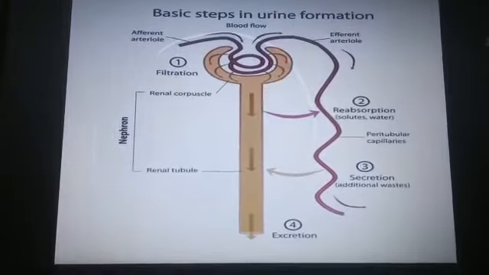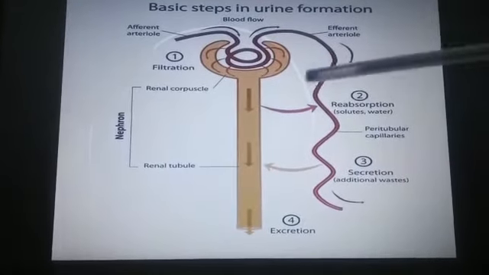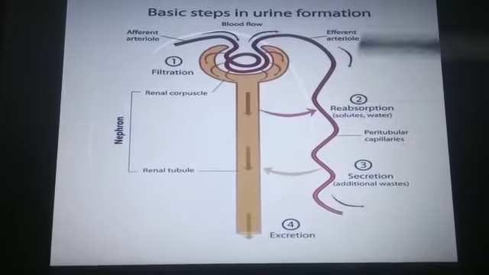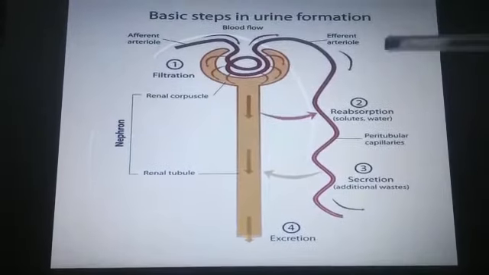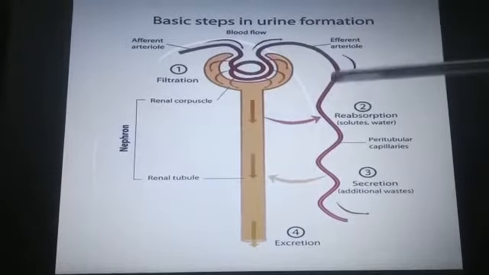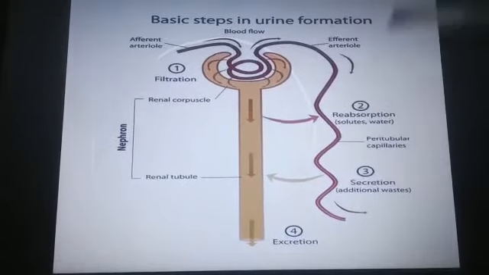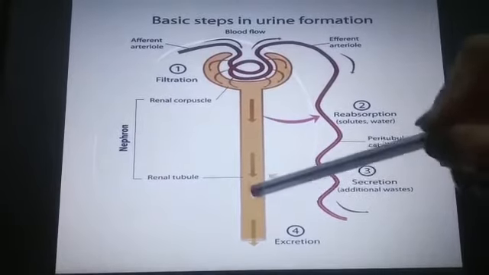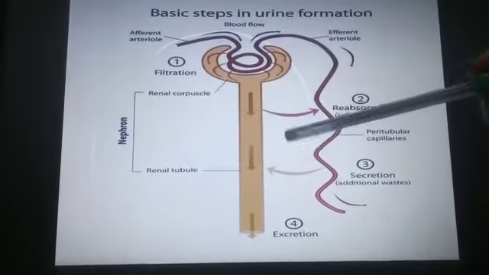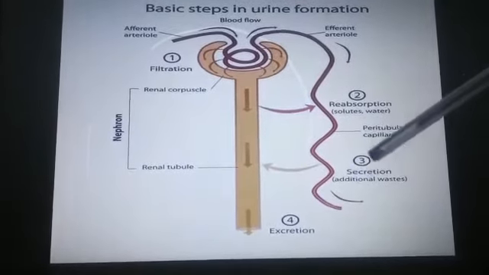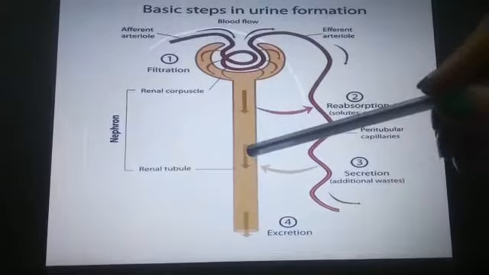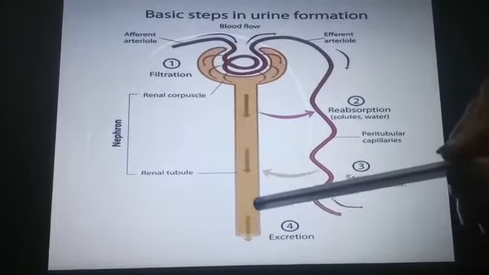The remaining fluid that is present in the tubule contains the waste material such as urea, uric acid and many other waste materials. Some of the waste material that still exists within the blood vessel moves into the urinary tubule, and this is termed secretion. So secretion is the addition of waste from the blood into the urinary tubule. Finally, the substance that is formed is urine.